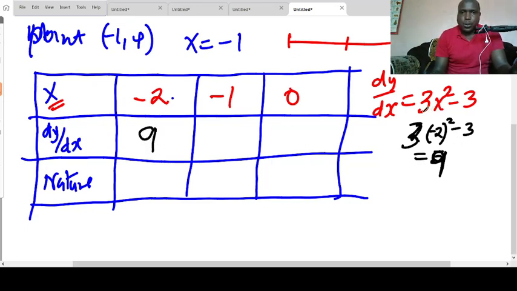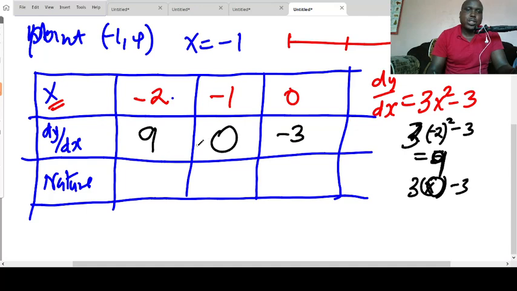If you substitute with negative 1 here, the answer is going to be 0. Here the answer will always be 0. And if we put 0 here, the answer is going to be negative 3. So you substitute 0: 3x, which is 0, minus 3. That is the answer.